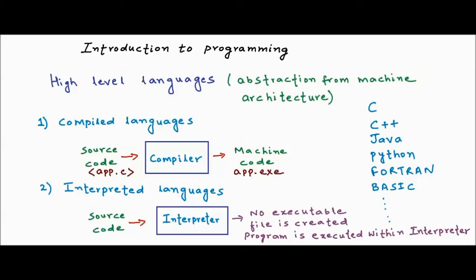We will not go into the details of how it really happens. Python is an interpreted language. Theoretically, any language can be compiled or interpreted, but practically languages fall into one of these categories. Either they are compiled or interpreted.